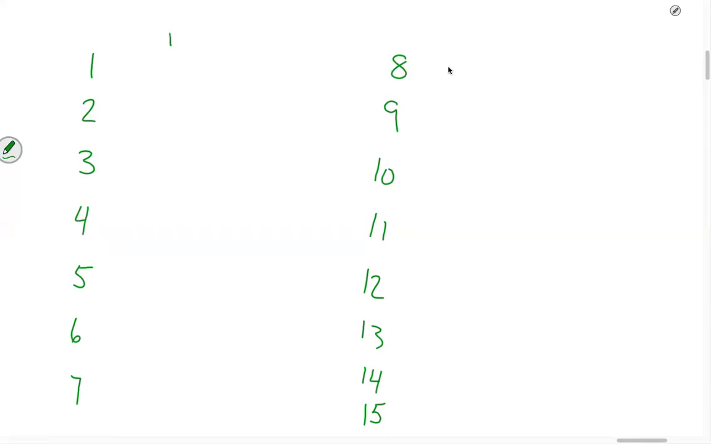Now, this column here, let me write it in a different color for you. This column, we're going to call perfect squares. All right. So what I do to get that column is I do 1 times 1, which is 1. 2 times 2, which is 4. 3 times 3, which is 9. Anybody give me the next one?